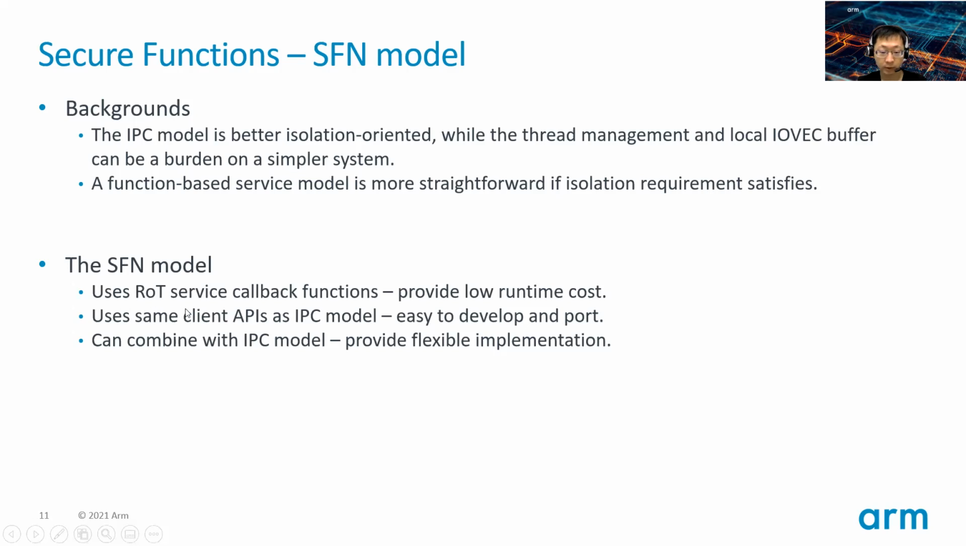The SFN model is applied for the above reasons. The model uses callback functions in root of trust services, which can lower the runtime cost. It uses the same client APIs as the IPC model, which makes it easy for developing and porting. The SFN model can also be combined with the IPC model. This makes the solution very flexible.